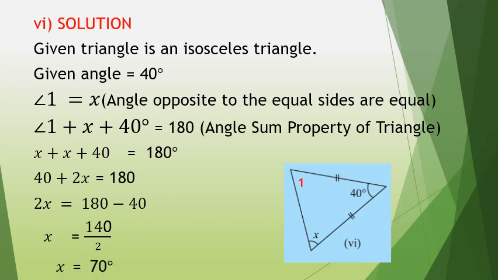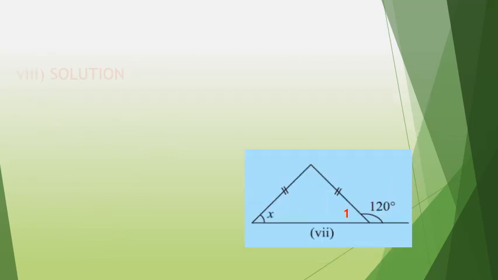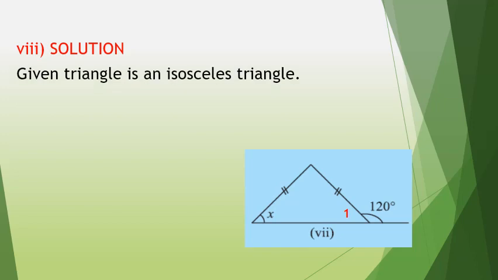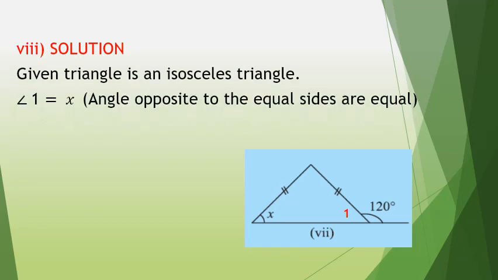Hence the measure of angle x is 70 degrees. Next, move to question number 7. Look at the given figure. Here is an isosceles triangle. One of its exterior angles is given, that is of 120 degrees.